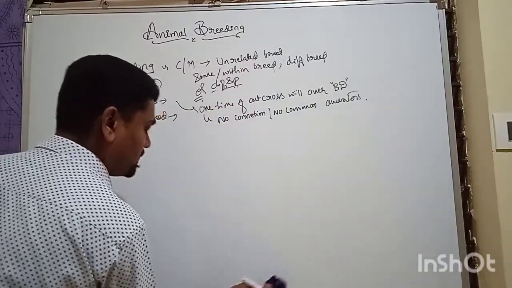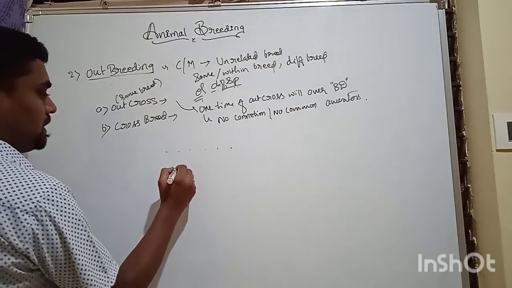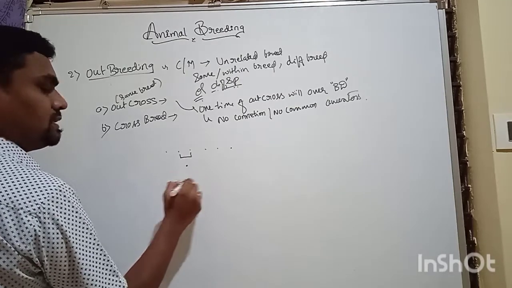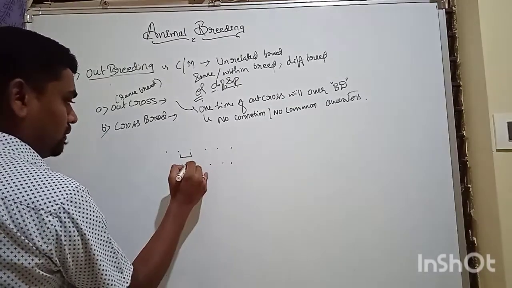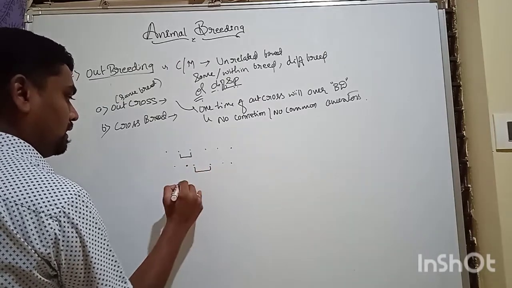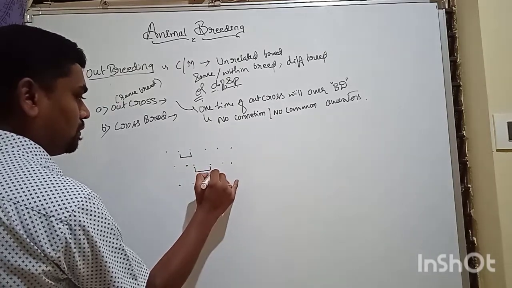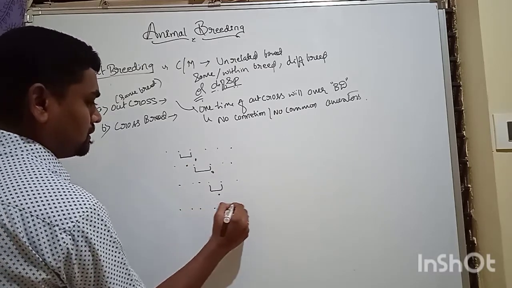Outcross, I'll explain once again. Assume in the first generation I take this and this, and I produce this. The second generation, I have taken only this, and I'll produce like this. The third generation, I'll take this and this, and I'll produce one output. Here one output, here one output, like that.